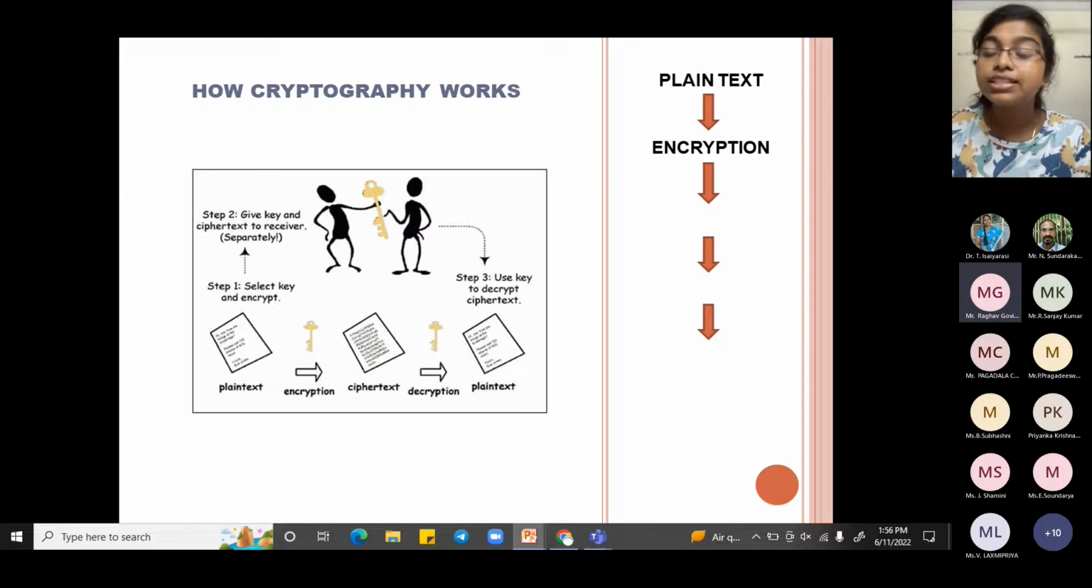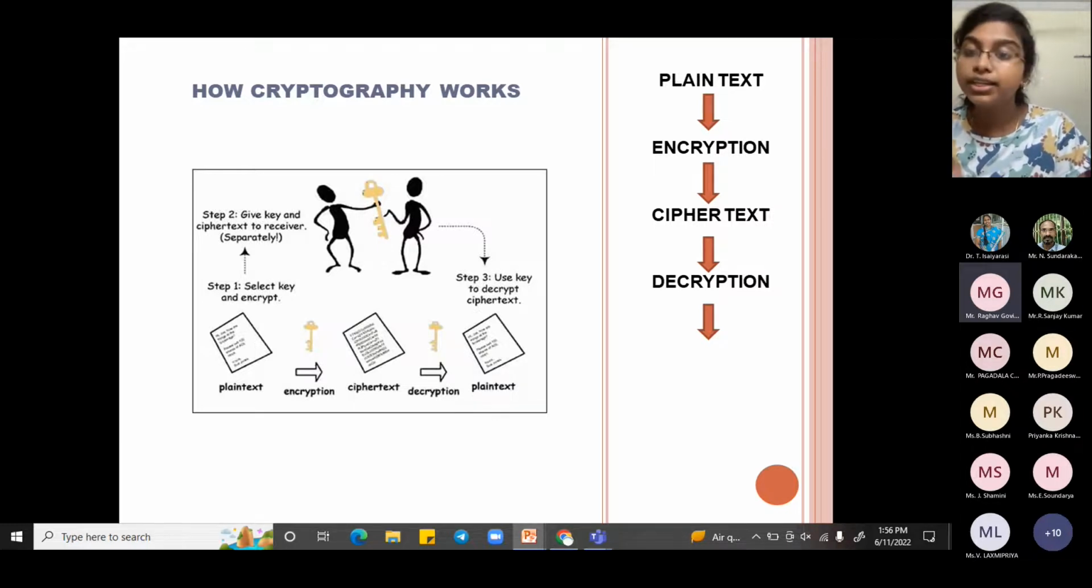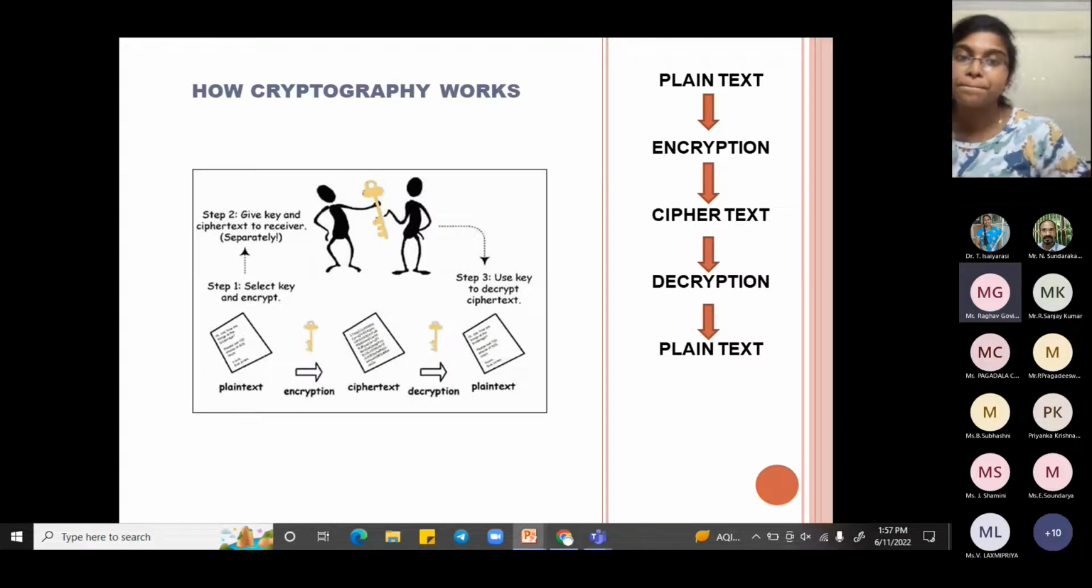After we finish the encryption process, we will get ciphertext, which is some unintelligible text that only the sender and recipient can understand. Then we do a process called decryption, which allows the recipient to understand what the ciphertext meant. Then the recipient will get the plain text. That is how cryptography works.